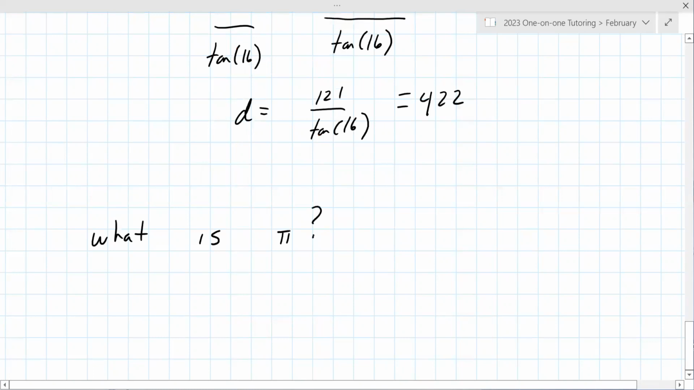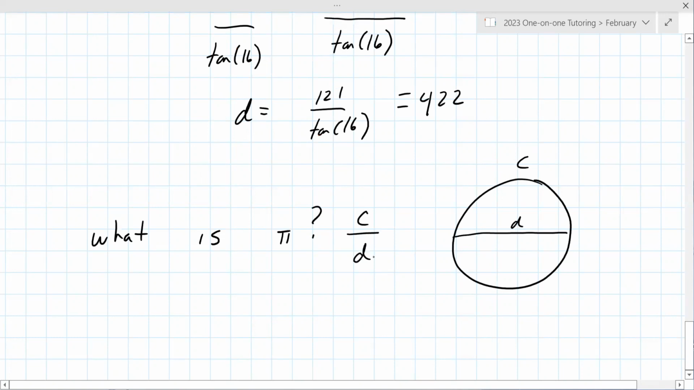Pi is a way to multiply, or not multiply. It's a unit of measurement, I think. So here's the answer that I'm looking for: it's the ratio of the circumference to the diameter. That's what I was trying to say. Okay, so you asked me what is tangent? It's the ratio of the opposite and the adjacent sides of a right triangle.